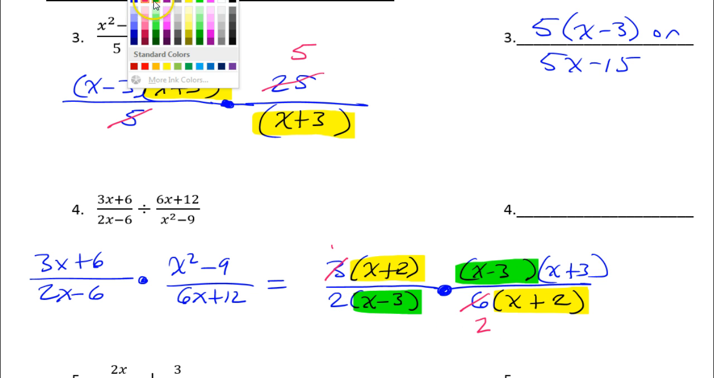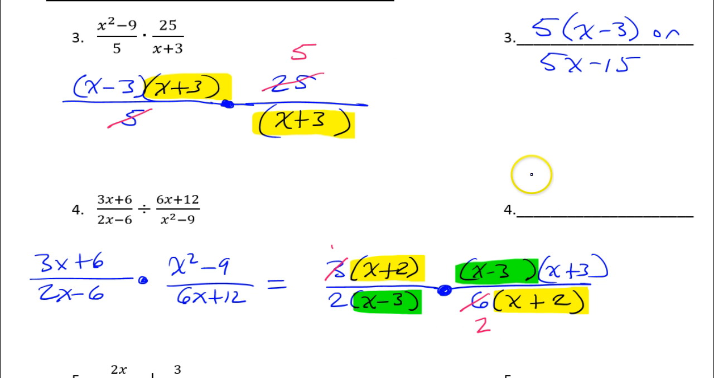So here comes the final answer. I have x plus 3 up here in the top. In the bottom, I have this 2 times 2, which is 4. So that is the final answer right there.